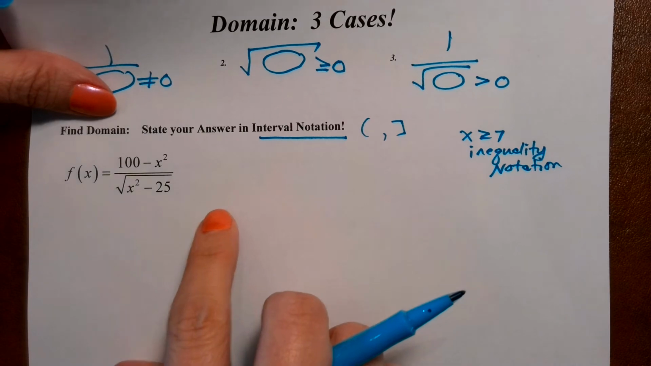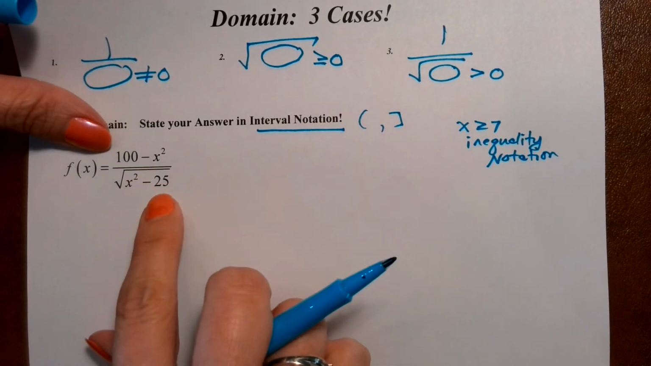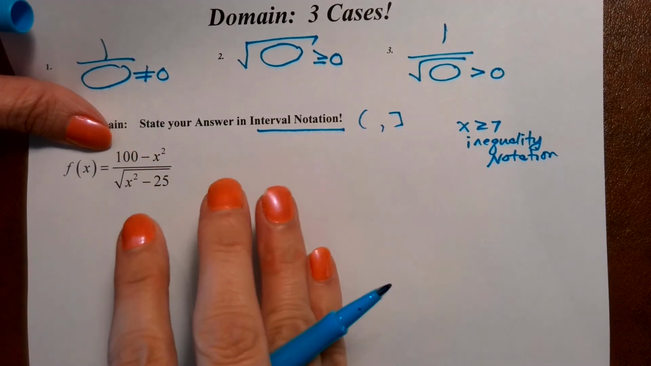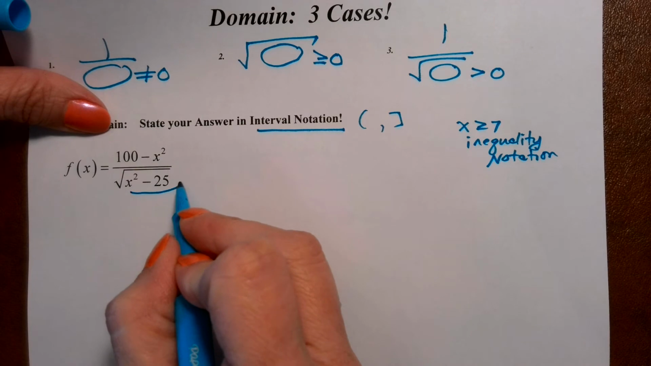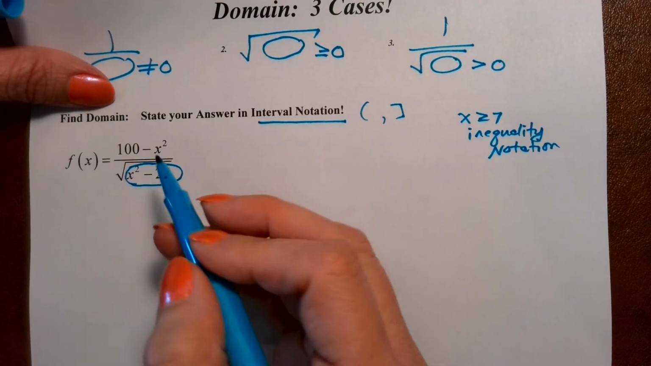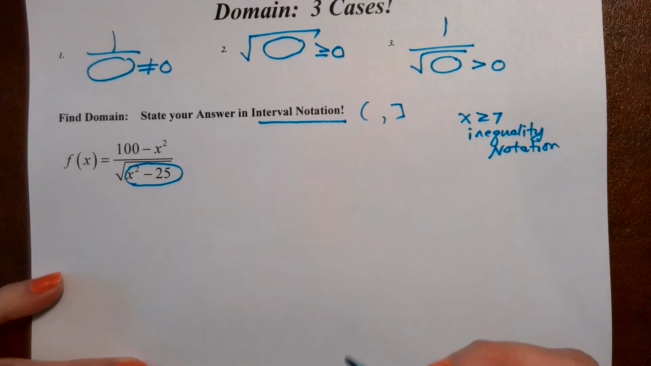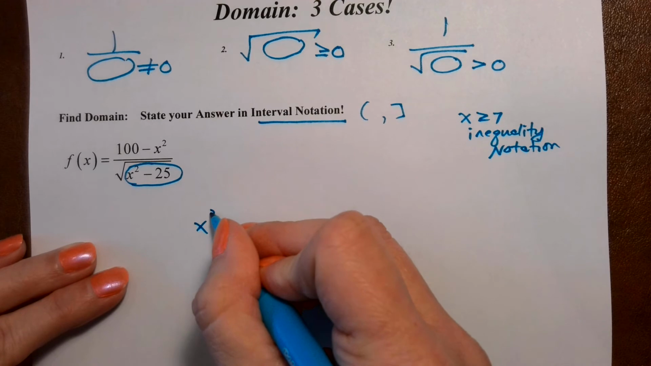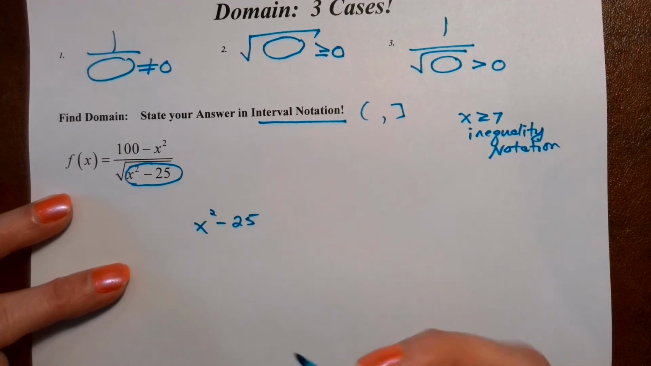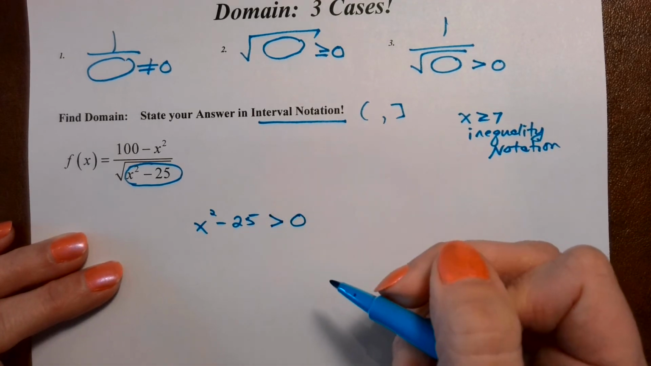Now I notice here that we have a radical in the denominator. What do we do with the numerator? Nothing. We don't do numerators. We only do the radical in the denominator. Sometimes we have to do both. If it's a radical and a denominator, you have to do 2 steps. So I'm going to write x squared minus 25, just the expression in the radical, and this is going to be considered case 3, is greater than 0.